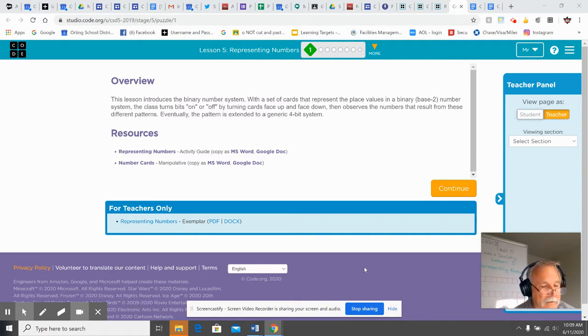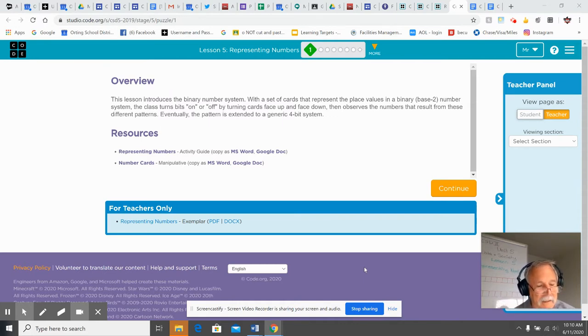Okay, with the set of cards that represent the place values in a binary base 2 number system by collecting a collection of dots, you're going to learn how to turn bits on and off by turning card faces up and down. Then observe the numbers that result from the different patterns. Eventually, you're going to be able to extend the pattern into a generic 4-bit system.